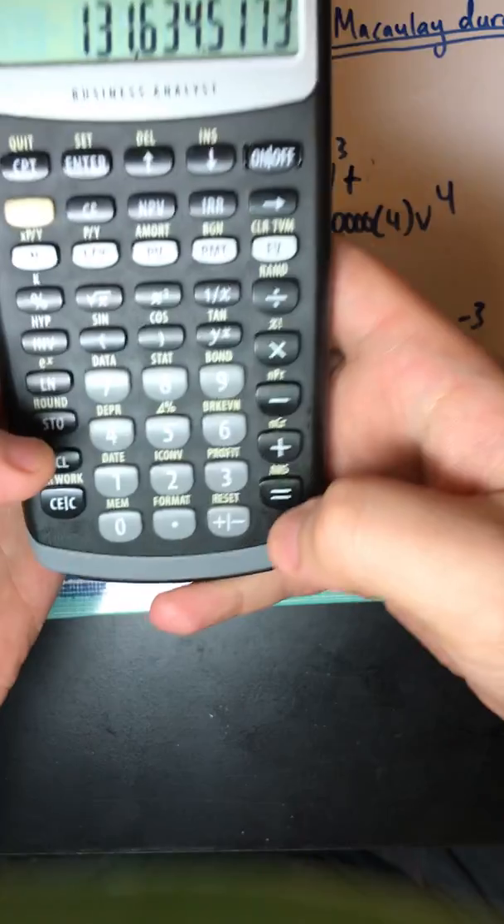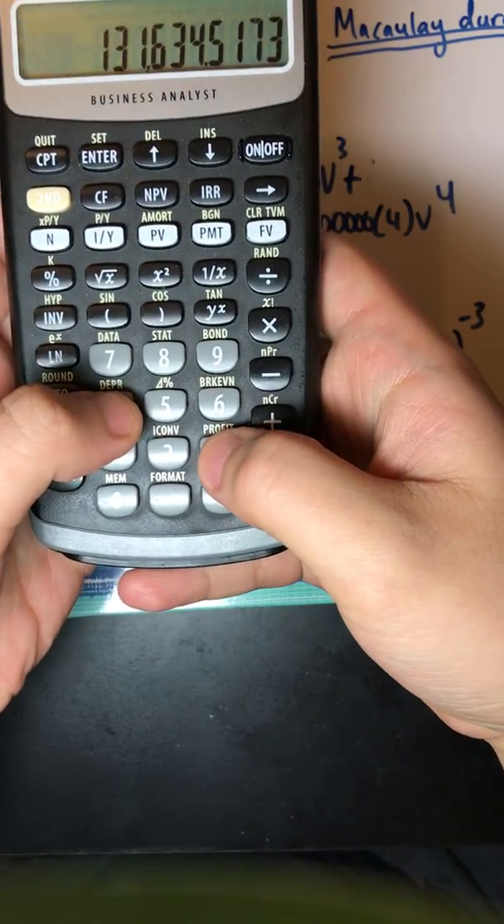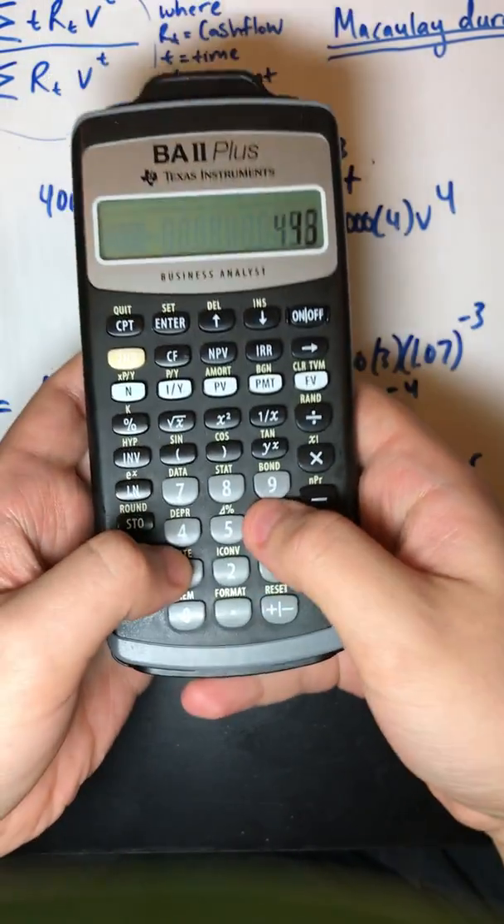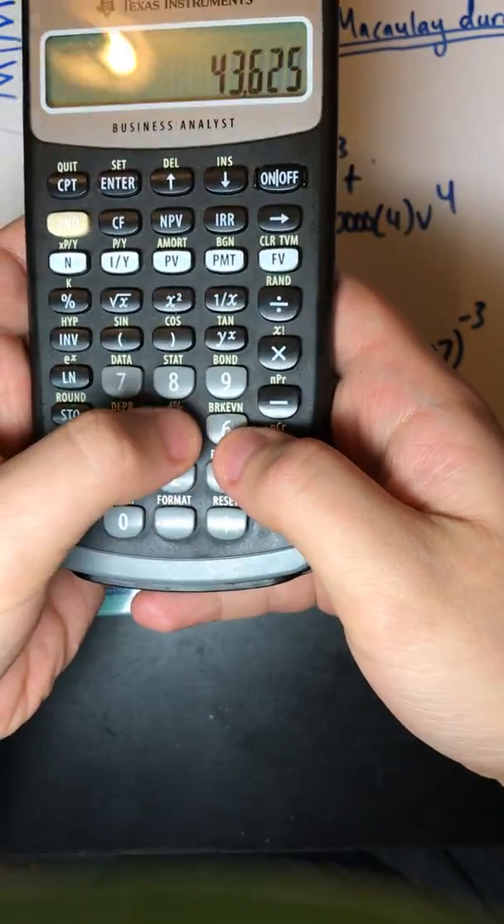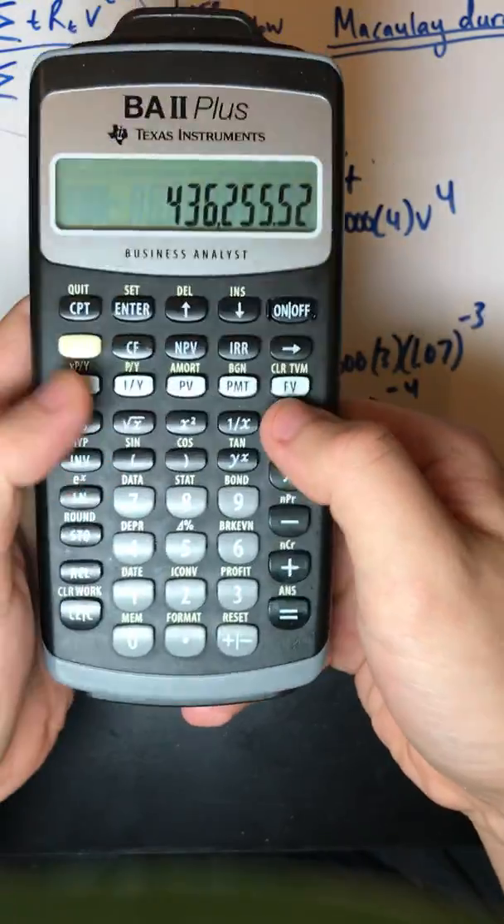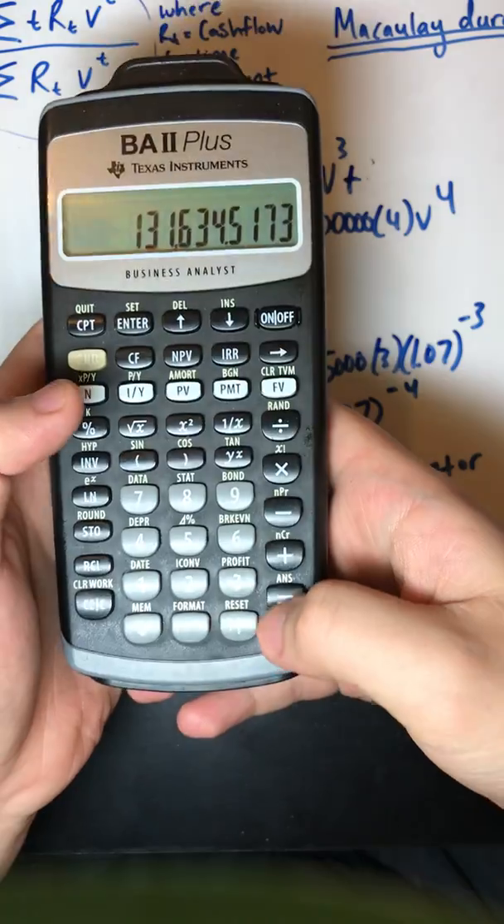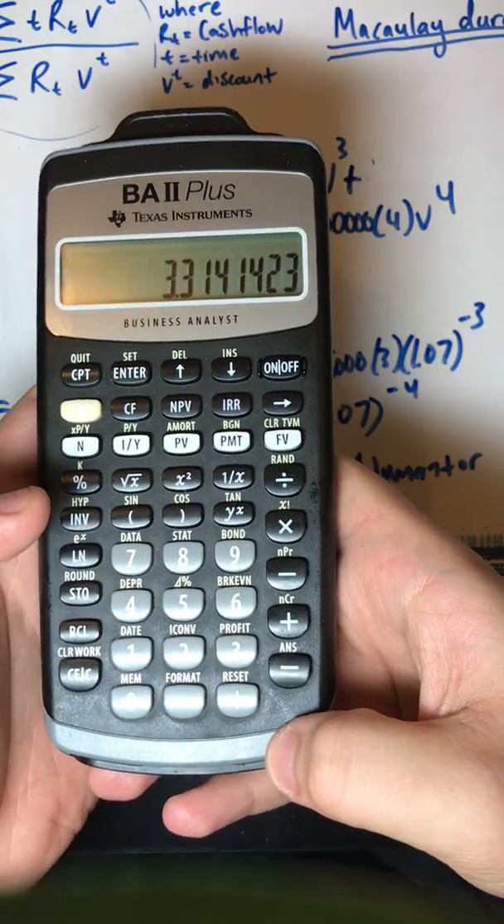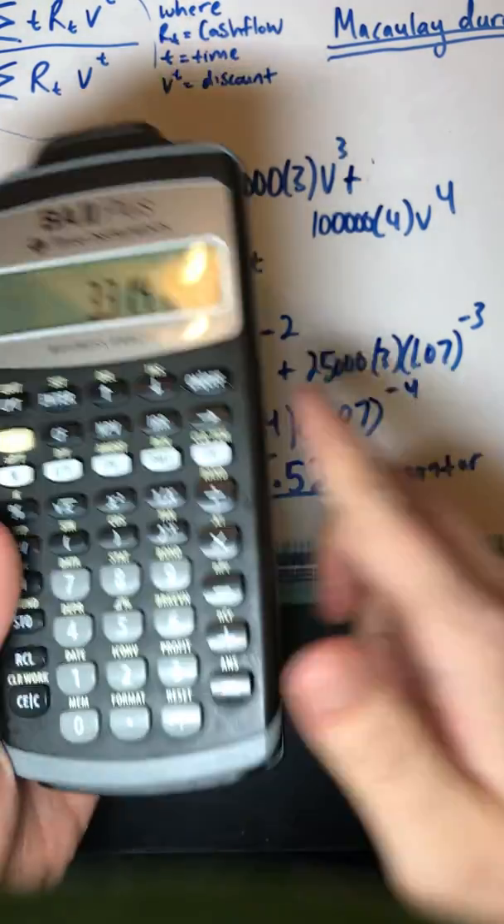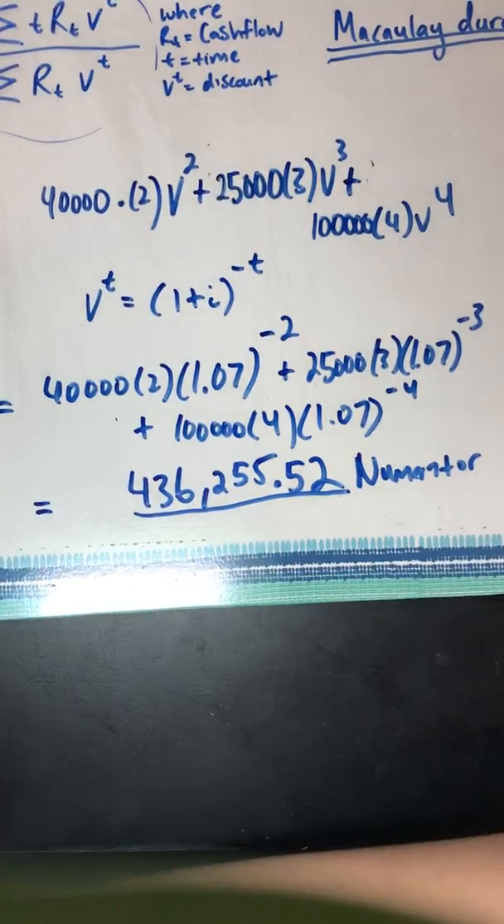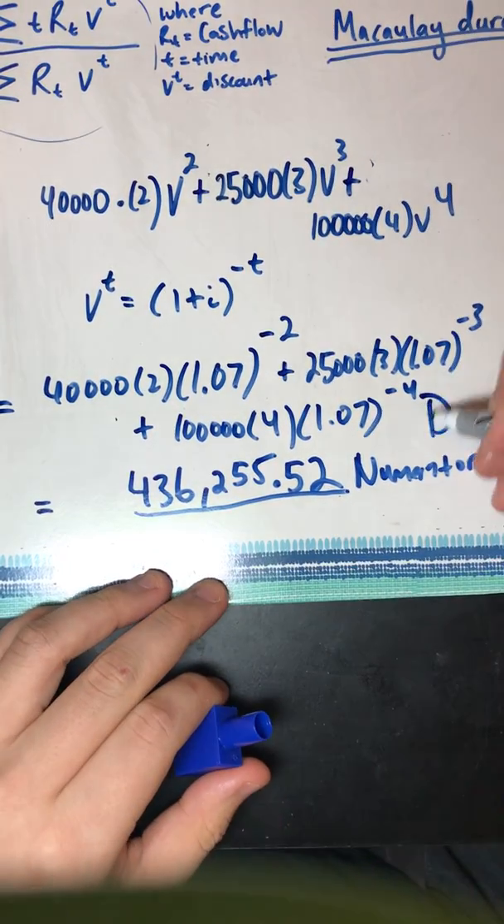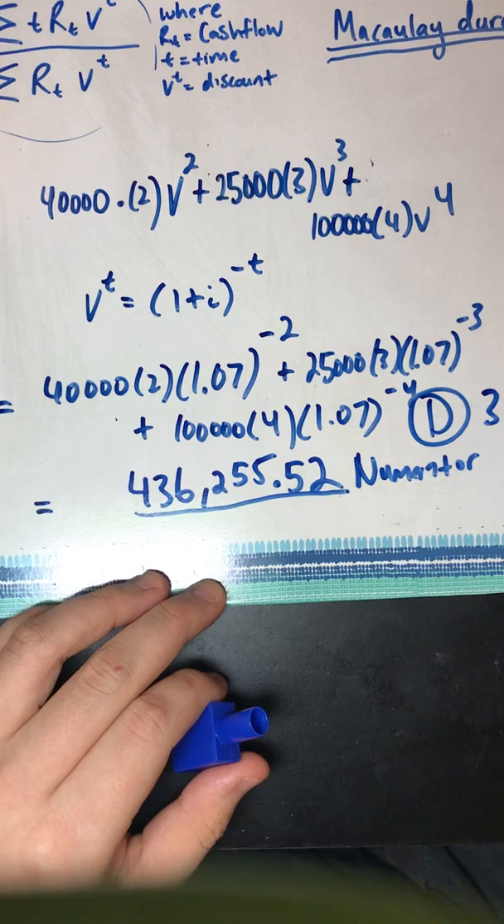Okay, recall 4 plus recall 5 plus recall 6 gives us 131,634. So if we do our numerator, 436,255.52, divided by our answer, we get 3.31. And that is answer choice D, which says 3.3.